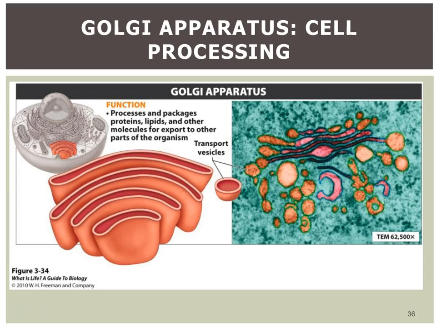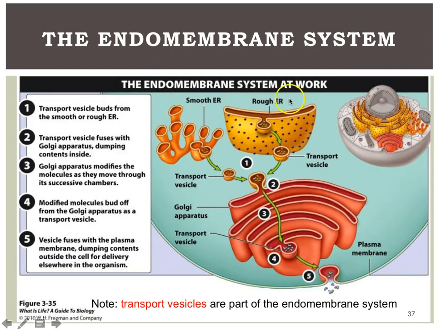Let's take a look at what that looks like. Oh, and by the way, remember I told you that transport vesicles were part of the endomembrane system, and you see it right there. So let's take a look at how it all works together. You've got the rough endoplasmic reticulum and the smooth endoplasmic reticulum. This is making proteins, this is making lipids and carbohydrates, and they all get pinched off into little vesicles called transport vesicles, and they're transported along the cytoskeleton, which is not drawn here, but use your imagination. Drawn along the cytoskeleton they get to the Golgi apparatus.